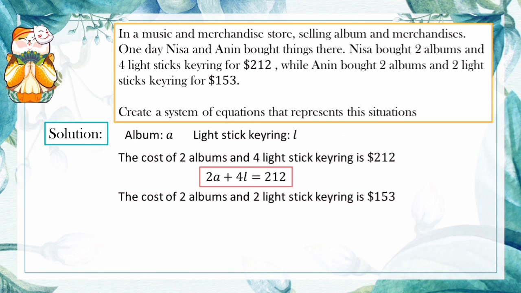The second statement, the cost of 2 albums and 2 light stickers. So, if I have 2 albums and 2 light stickers, they are telling us that is $153. The equation is 2 times A plus 2 times L equal to 153.